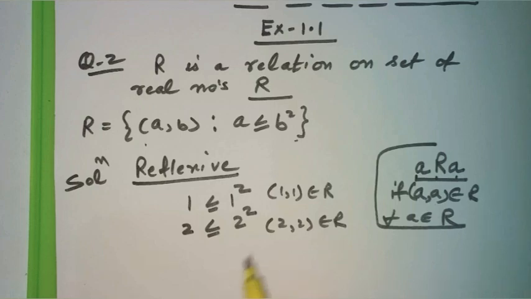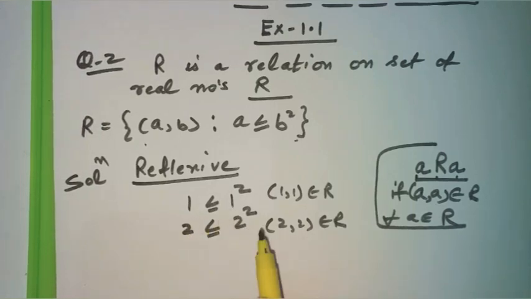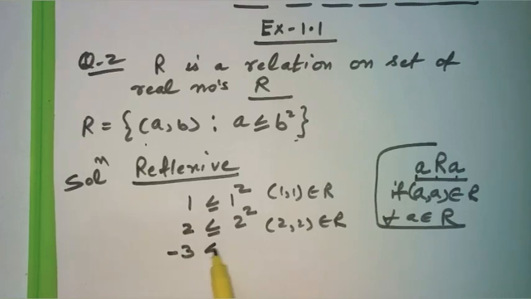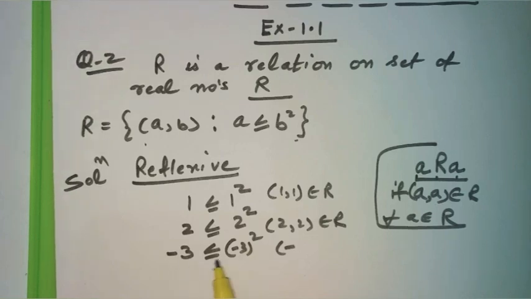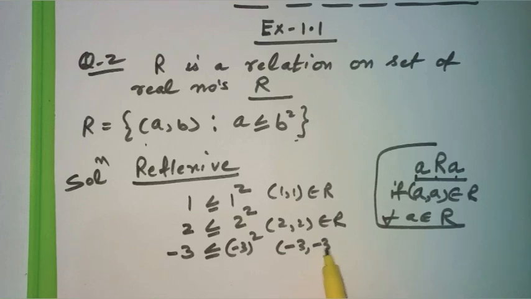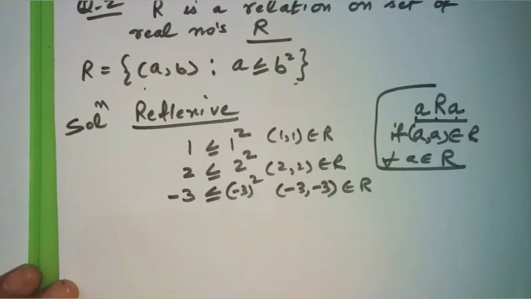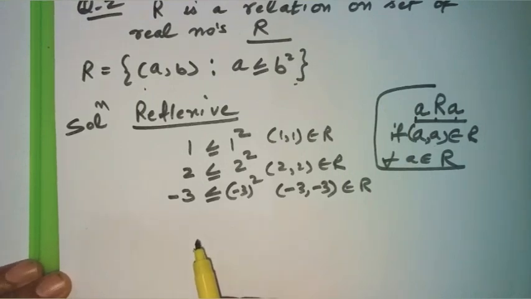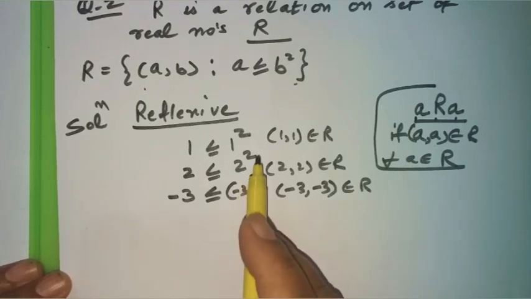But the set of real numbers does not contain only the natural numbers, it contains negative numbers also. So let us check for a negative number. Is minus 3 less than or equal to (minus 3) square? Amazing, it is also coming out to be true, because minus 3 is less than 9. So minus 3 is also related to itself, therefore (minus 3, minus 3) also belongs to R. So what do you think? Is the relation reflexive?